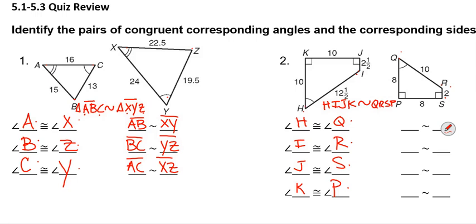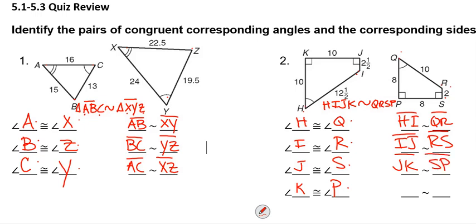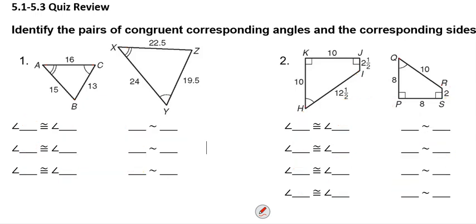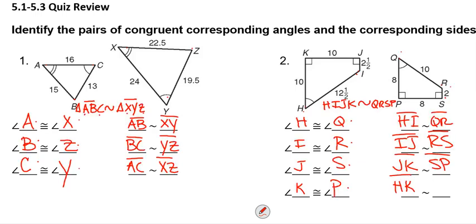Once again, going to do the first 2 letters, second 2, third, so on and so forth. So I'm going to do H, I, and my first 2 letters of the other one is Q, R. And then I'm going to do the next 2 letters, I, J, and the next 2 letters, which is R, S. Final 2 letters, J, K. Final 2 letters, S, P. And then I'm going to do first and last again, H, K, and first and last over there, which is Q, P.